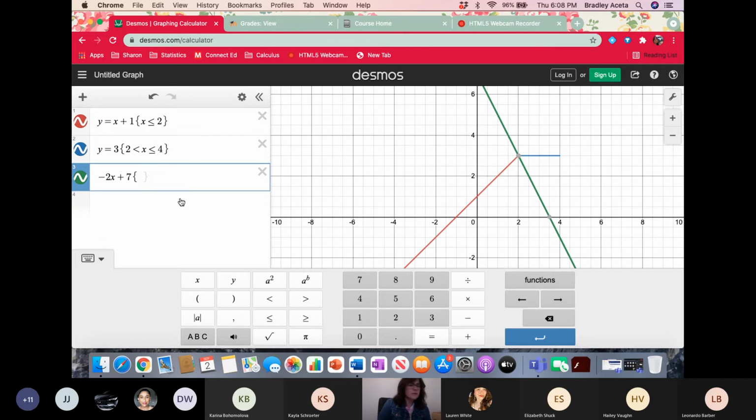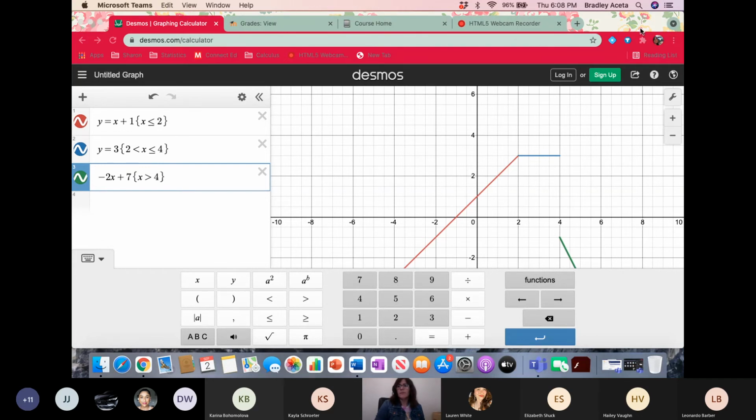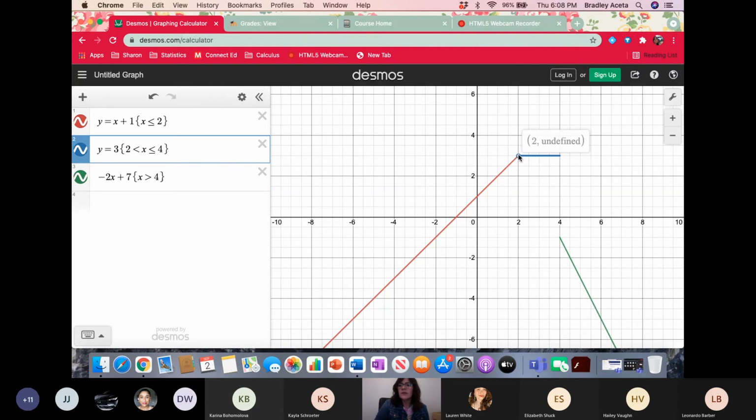And let's bracket it off for X is greater than 4. And close the squiggle bracket. Move this up. So look at that. And then you can also press your cursor on it and it'll give you a point. Like, look, it says 2 undefined on the blue. It should be defined on the red.